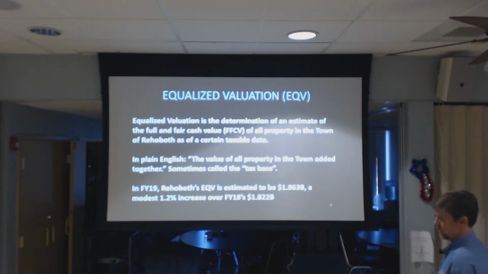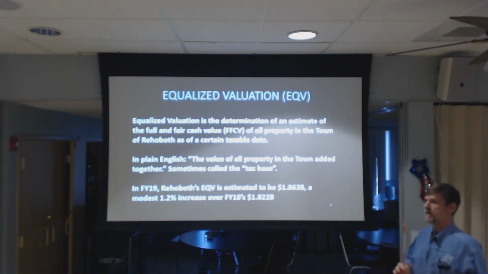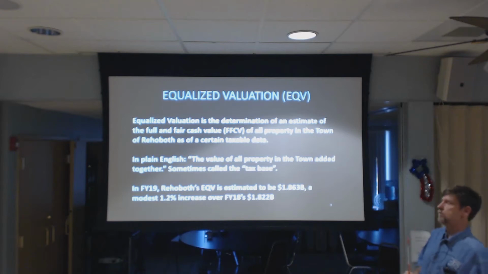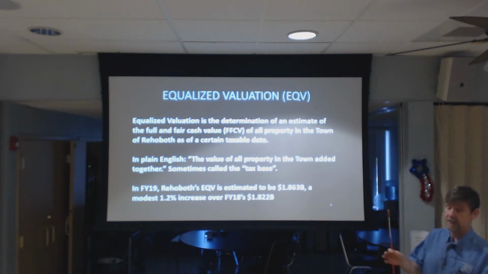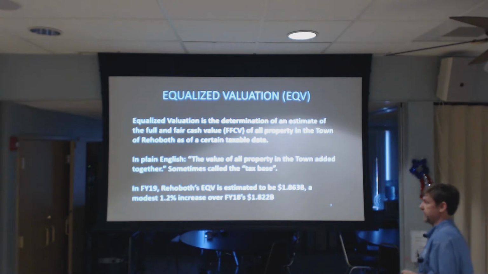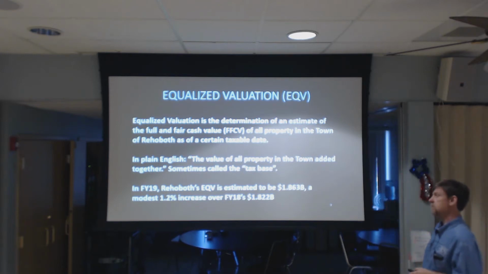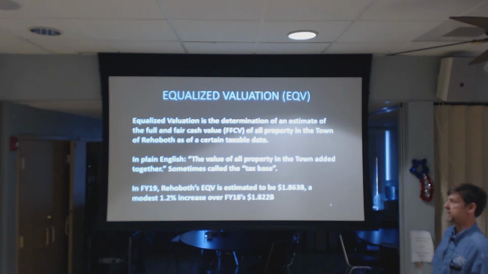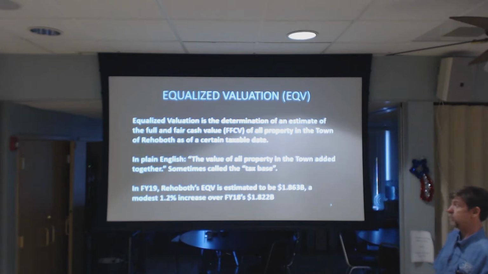Another piece to the puzzle is called the equalized valuation. The equalized valuation is a determination of the full and fair cash value of all property in town as of a certain taxable date. In other words, it's the value of all the property in town added together. This is also sometimes referred to as the tax base. In fiscal year 19, our tax base, our EQV, is estimated to be $1.863 billion. That's the value of all the property in town added together. That represents a modest 1.2% increase over fiscal year 18's $1.822 billion.